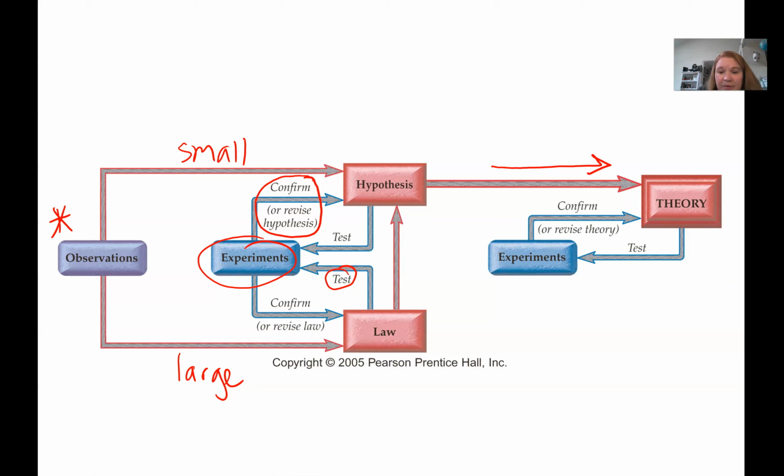Again, that theory, though, can continue to be experimented with and revised as necessary, especially as time passes and technology gets better. So that is it for Chapter 1.